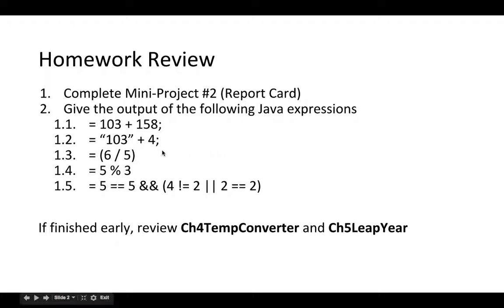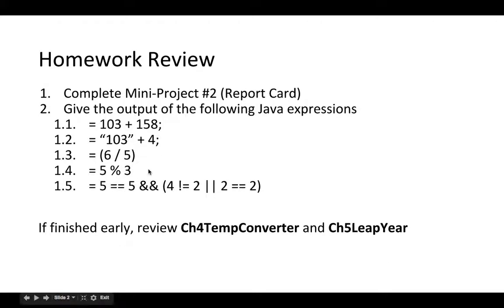The next one's also pretty complex. We have 6 divided by 5. And if you do that normally on a calculator, you're probably going to get like 1.2 something. But if you do it in Java, you're actually only going to get 1. And the reason for that is, as we mentioned last class, Java is going to round down if you're doing an operation on 2 integers. It's not going to give you a decimal point, it's just going to give you an integer. So if you divide 6 by 5, that's going to give you 1.2, but Java is going to round that down to an integer, which is going to give you 1.